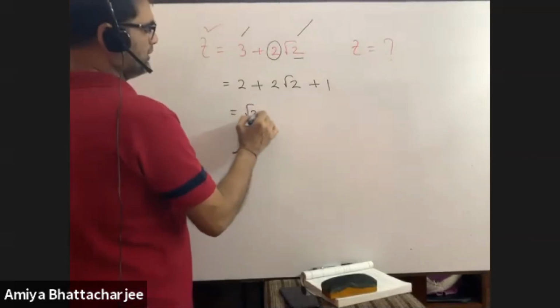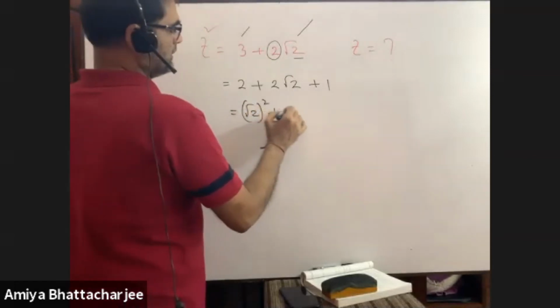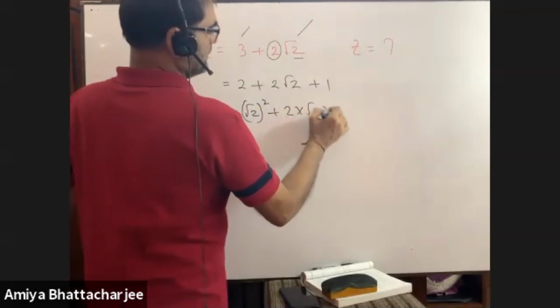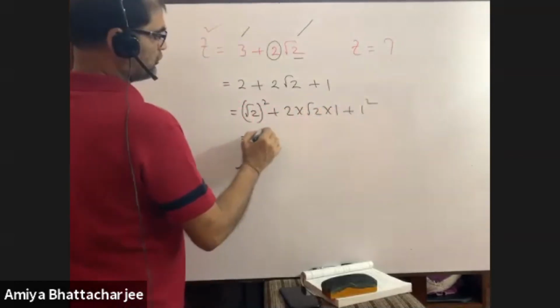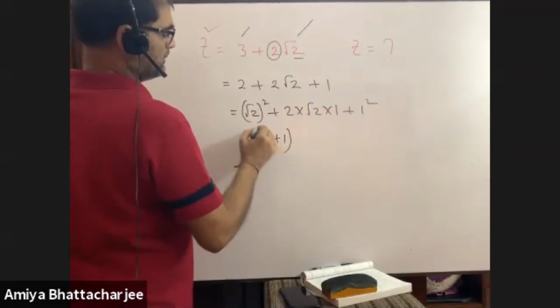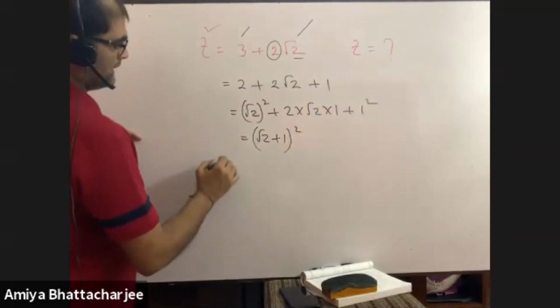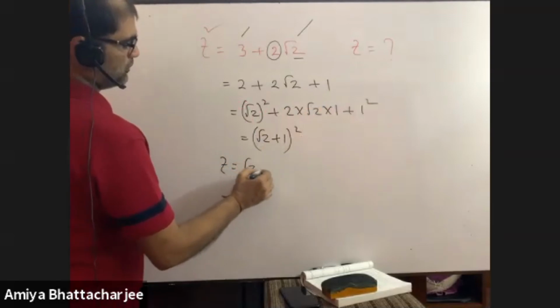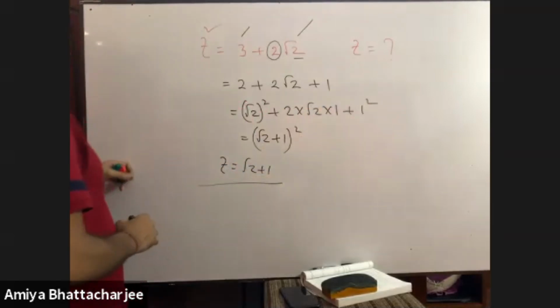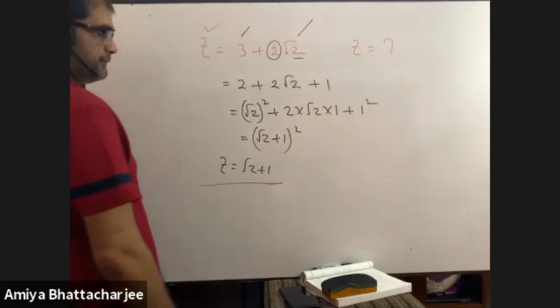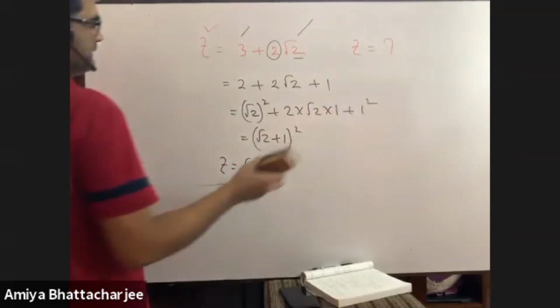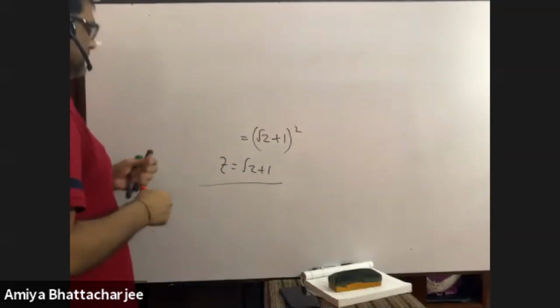Now you see root 2 whole square plus 2ab plus b square. That equals what? Root 2 plus 1. Now we are getting z equal to root 2 plus 1. Have you got it? Yes, sir.